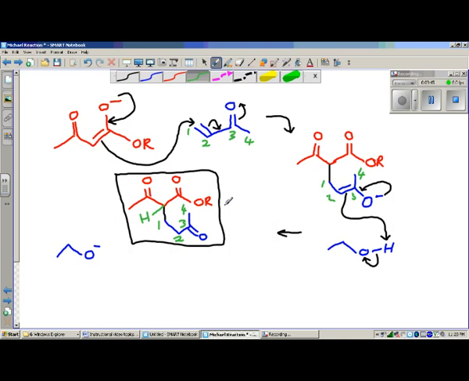So that in essence is the Michael reaction. It's very similar to the Claisen condensation, except that you're adding to the alpha, beta unsaturated carbonyl, which means you add on the beta carbon rather than the carbonyl carbon. All right, and that is the Michael reaction.